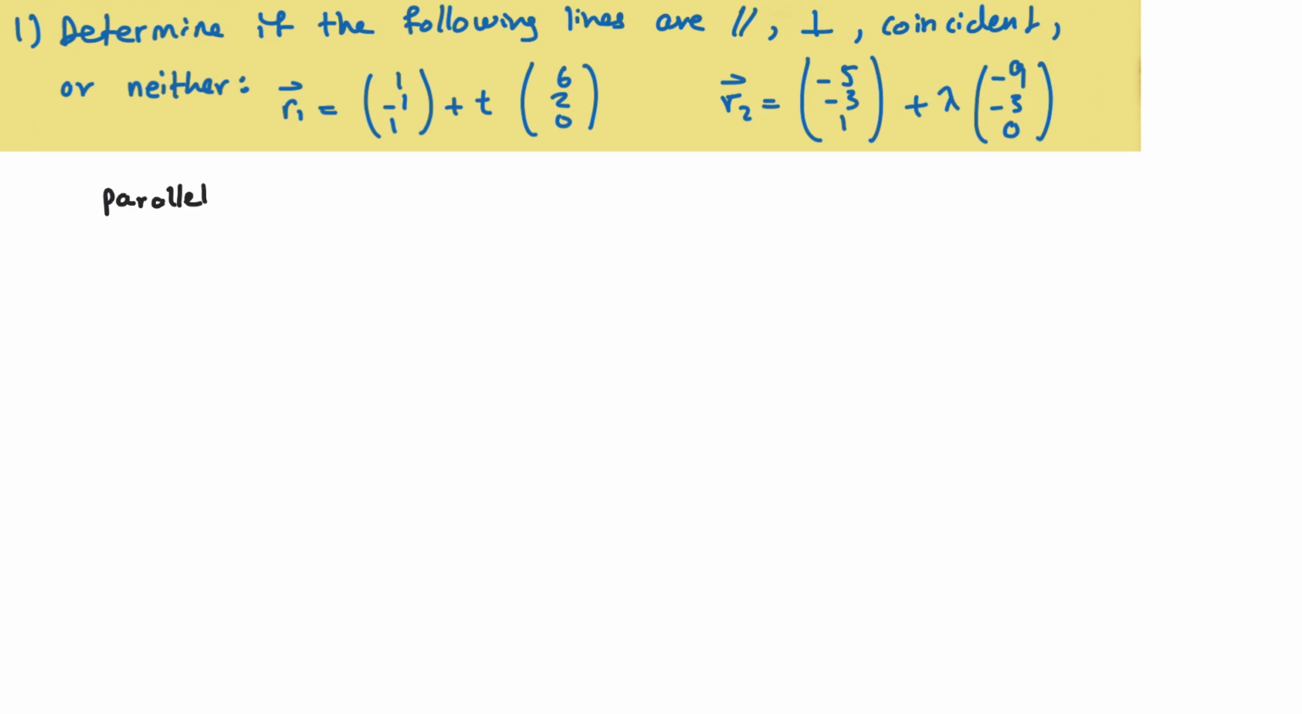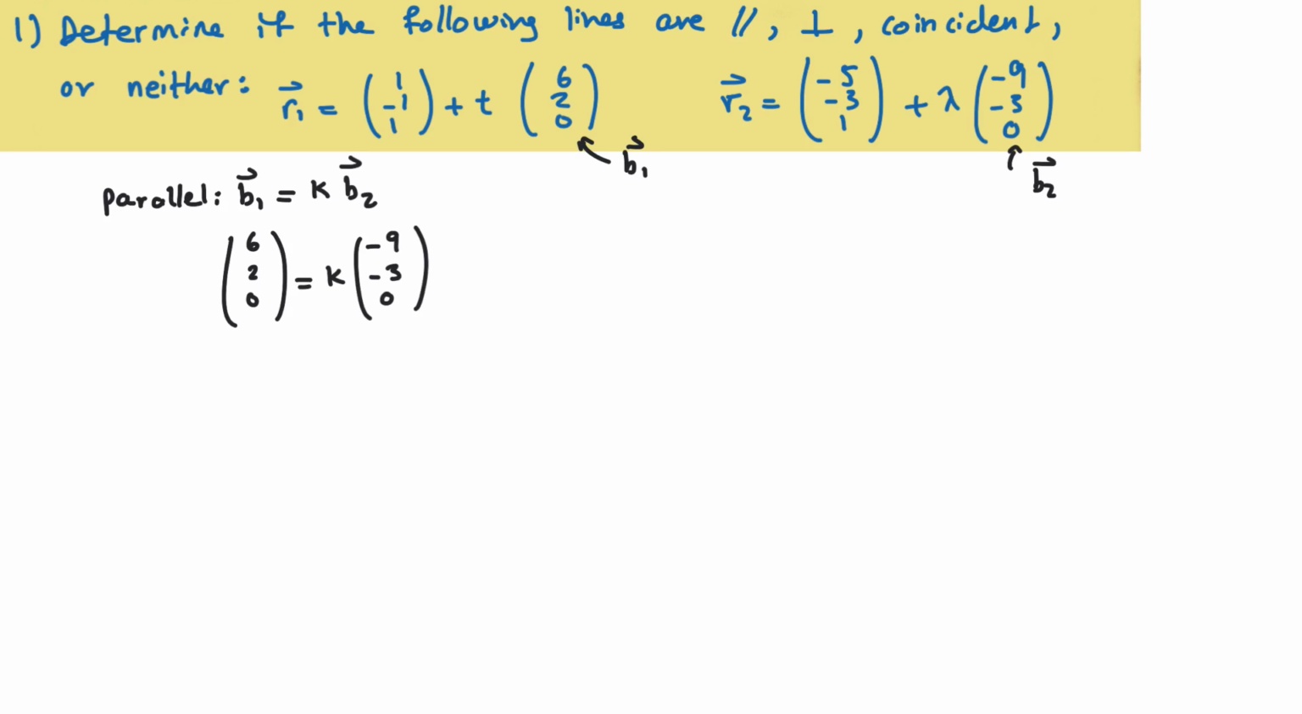To do that, we're going to test to see if the direction vector b1 and direction vector b2 are a scalar multiplication of each other. So in this case, is b1 equal to some value k times b2? We do that simply by writing all the x, y, and z components of the vectors, so 6, 2, 0, and check to see if that will equal k multiplied by -9, -3, and 0. You could have done b2 is equal to kb1 instead. It doesn't really make a difference at the end.